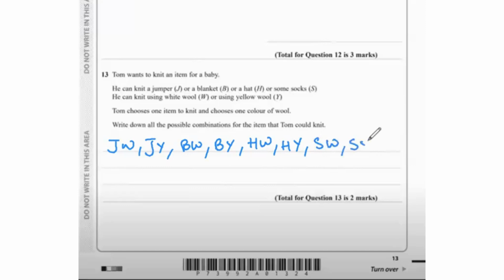So if he's knitting a jumper, the jumper can be white, the jumper can be yellow. If he's knitting a blanket, the blanket can be white, the blanket can be yellow. If he's knitting a hat, the hat can be white, the hat can be yellow. If he's knitting socks, the socks can be white and the socks can be yellow. So these are all the possible combinations for the item that Tom could knit.